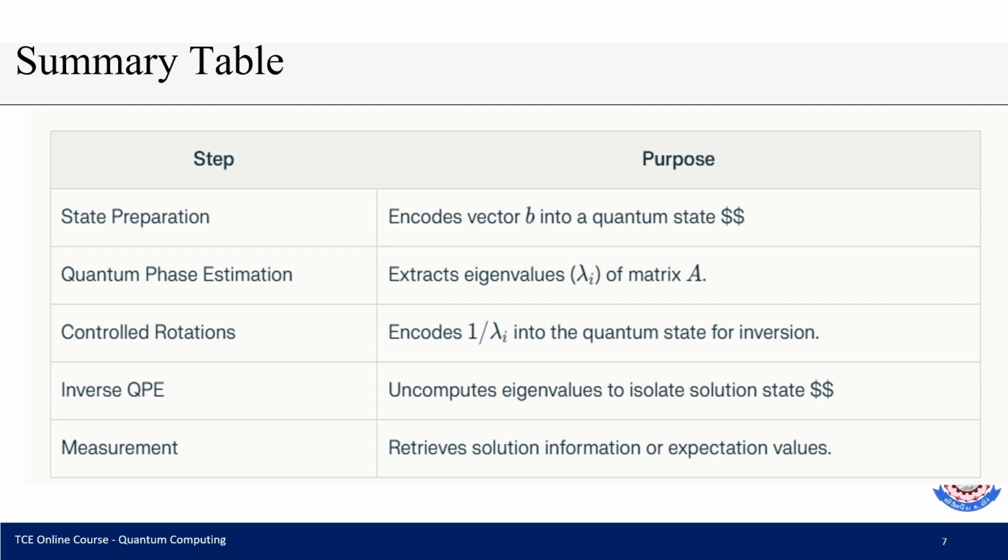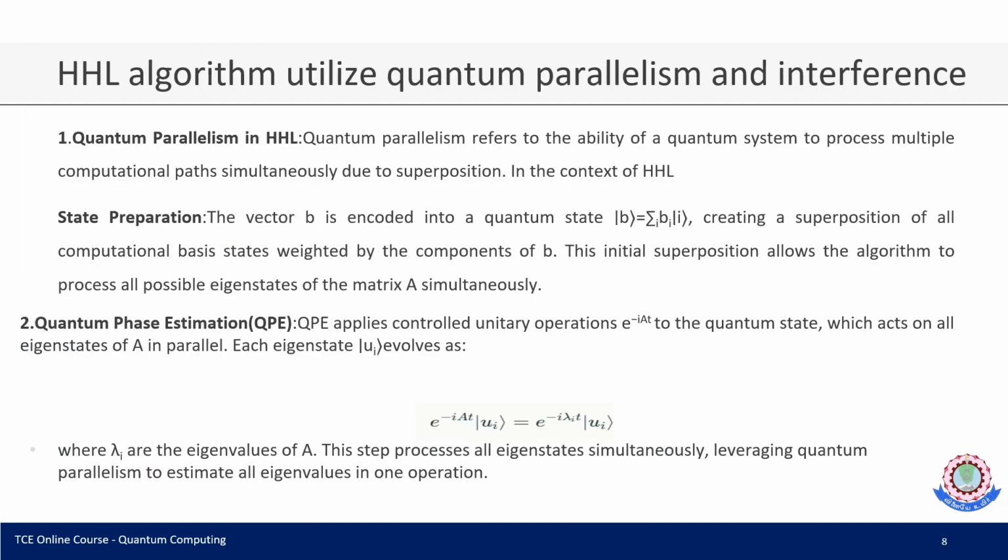Summary of the table: state preparation is the first step, then quantum phase estimation, controlled rotation, inverse QPE, and the last one is measurement. In state preparation, encode the vector B into a quantum state. In quantum phase estimation, extract the eigenvalues of matrix A. In controlled rotation, encode 1 by lambda i into the quantum state for inversion. Inverse QPE uncomputes the eigenvalues to isolate the solution state. Measurement retrieves the solution information or expected values.